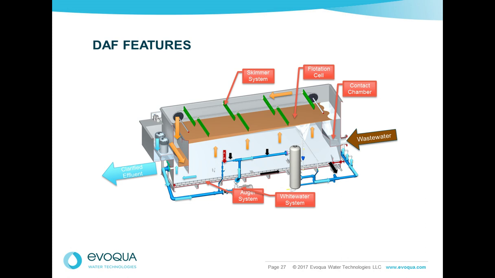To remove that material that's floating on the surface, there is a skimmer system. In this case, it's a flattened chain system that pulls the material across the surface of the water, drops it off into a hopper, and from there it's pumped for either dewatering or disposal.